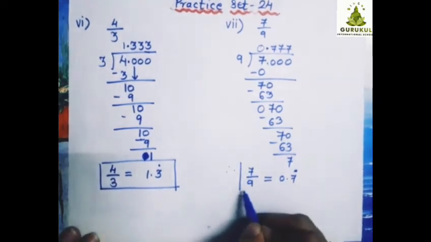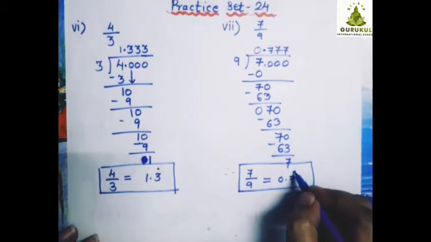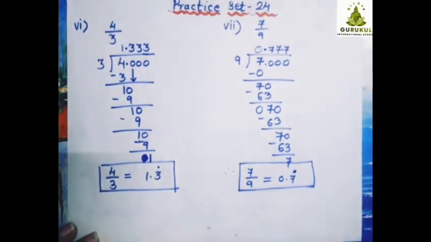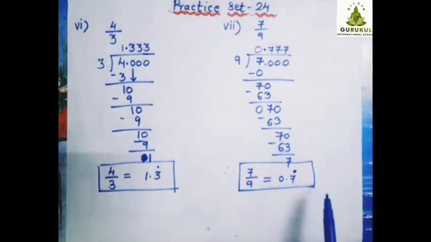If only one same digit is repeated, you have to put a dot. If a group of numbers is repeated, then we have to draw a line above the top of the group of numbers. So, this was the method in which we have learned how to convert rational numbers into decimal form.